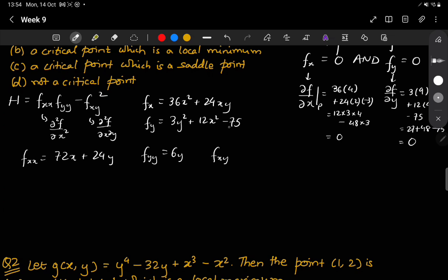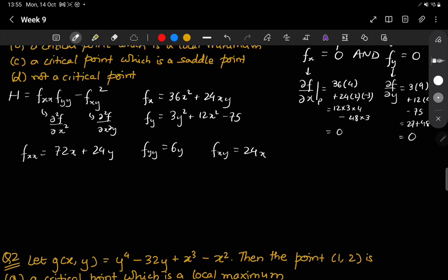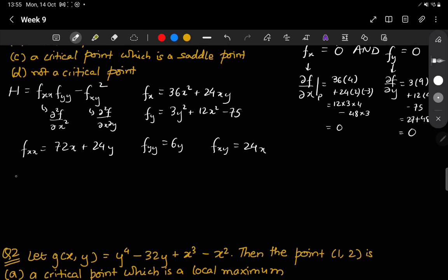First with y is this, and then with x, this gives you 24x. And if we do first with x and then with y, then also we get the same answer, which is 24x. Now we need to look at the sign of this Hessian. So the Hessian at the point P is what we need to find out.